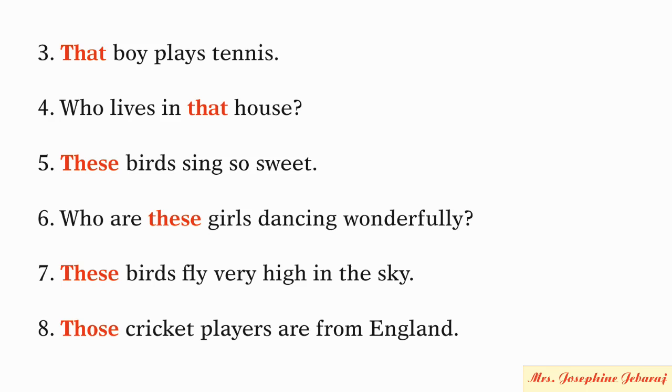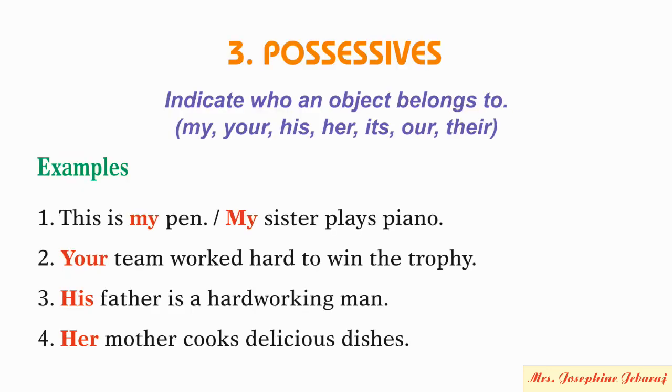Number 5, these birds sing so sweet. Number 6, who are these girls dancing wonderfully? Number 7, those birds fly very high in the sky. Number 8, those cricket players are from England. That's all with demonstratives. Let's move on with possessives.